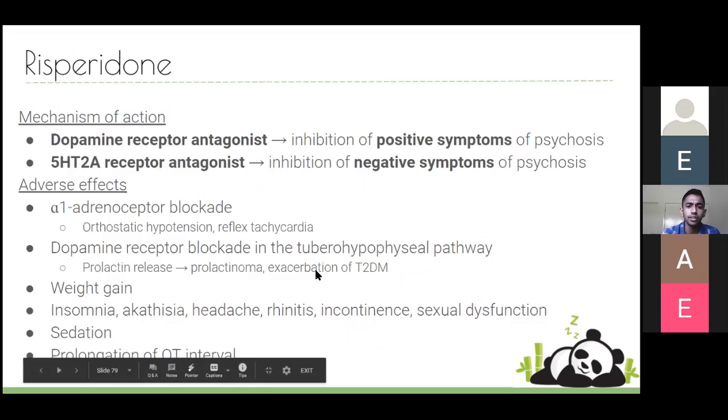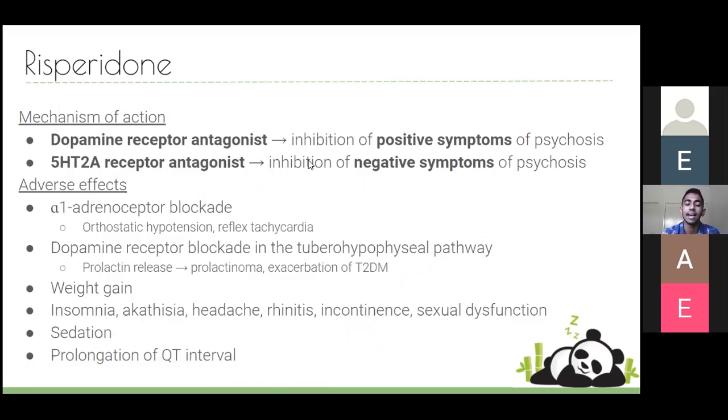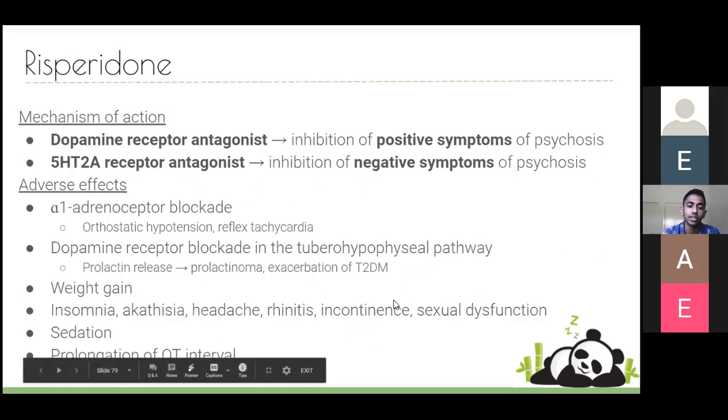So we've got risperidone, it's going to do that thing. It's going to be a dopamine receptor antagonist in that prefrontal cortex, and it's going to be a 5-HT2 antagonist in that nucleus accumbens, and it's going to lead to inhibition of both negative and positive symptoms. We're going to get similar side effects. Yeah, you can just imagine if they're working in our other pathways as well.